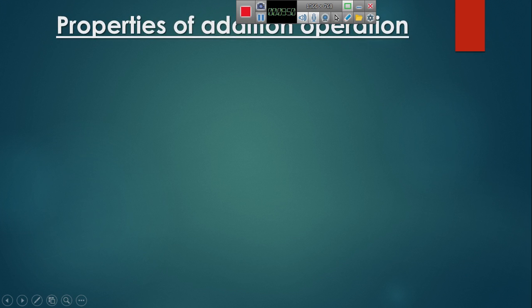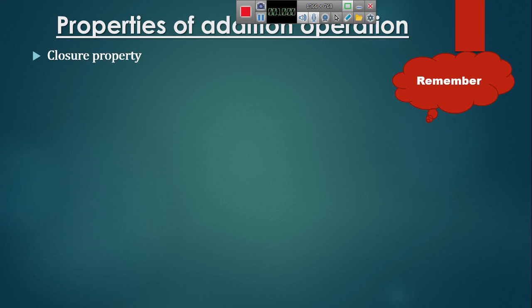Let's explain the properties of the addition operation. We have some properties, for example, the closure property. Closure property, from the word closing: after adding any two rational numbers, you will get an answer that belongs to the rational numbers. So the addition operation is under the closure property.